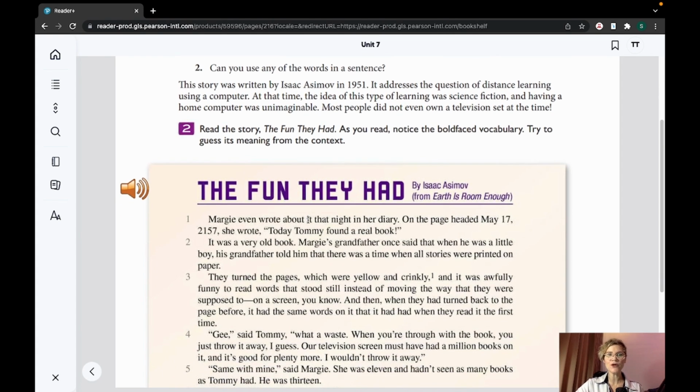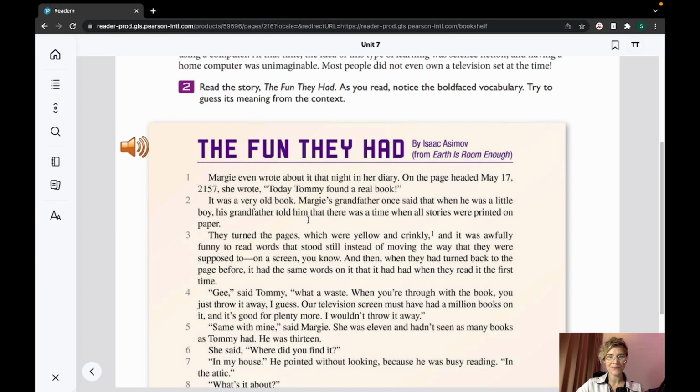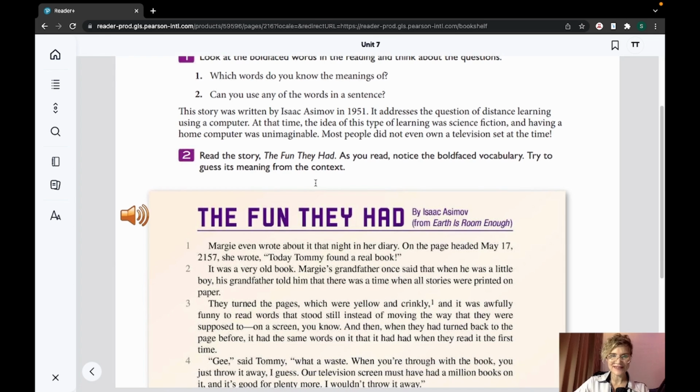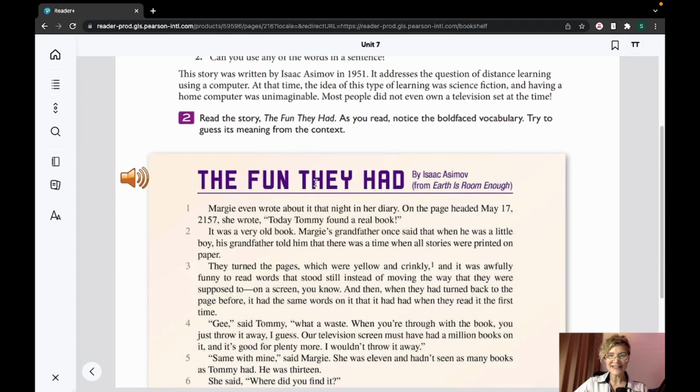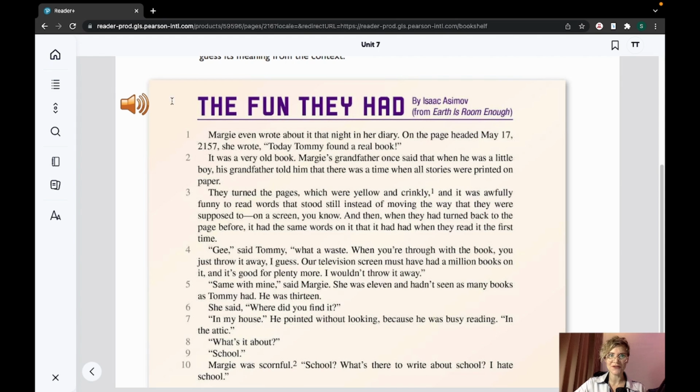Awesome. Okay, then we go to the next step, which is skimming. So you're going to read the first paragraph and the last, since this looks like a story, right? Tell me what the main idea of this text is. Write it down. Great. Okay. Read the story, The Fun They Had, and as you read, notice the bold-faced vocabulary. Try to figure out what they mean in the context of the story. Yeah? Okay, I'm going to turn on the audio. Let's go.